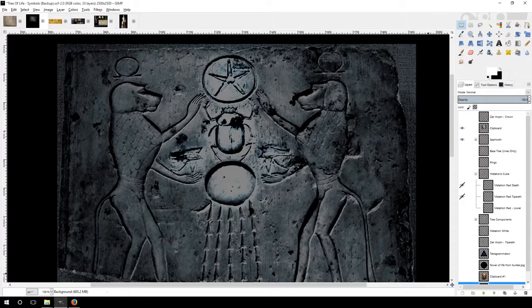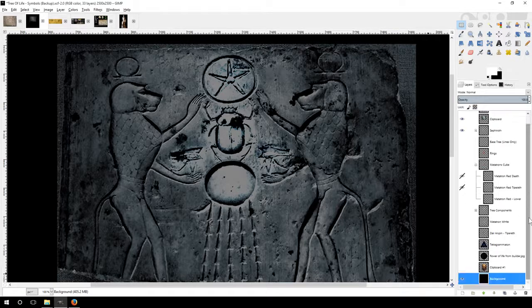But let's take a look at the geometry. So, I've got Metatron's cube right here. And what I've got is, since I'm looking at the tree of life, let's see, let's take a look at this one here.